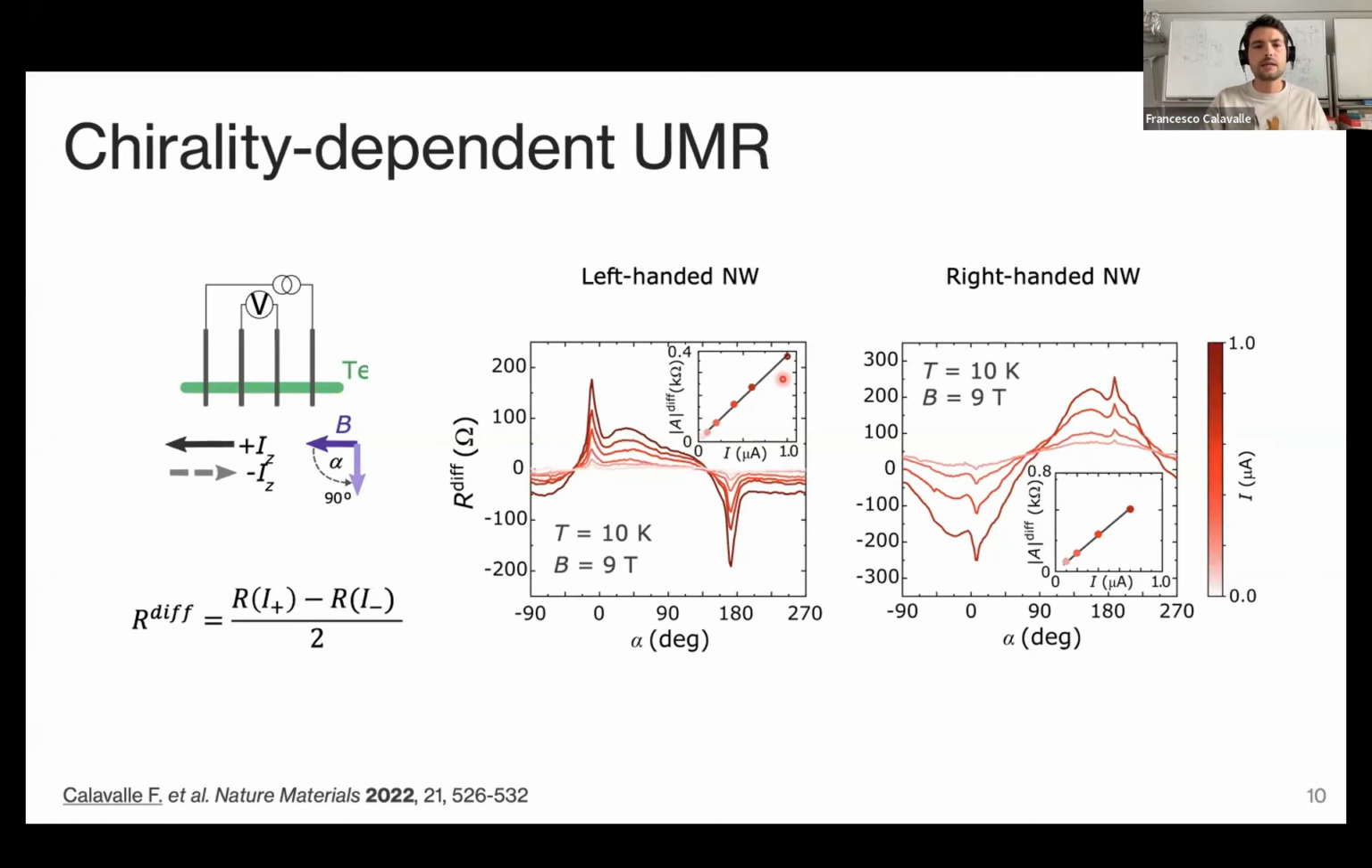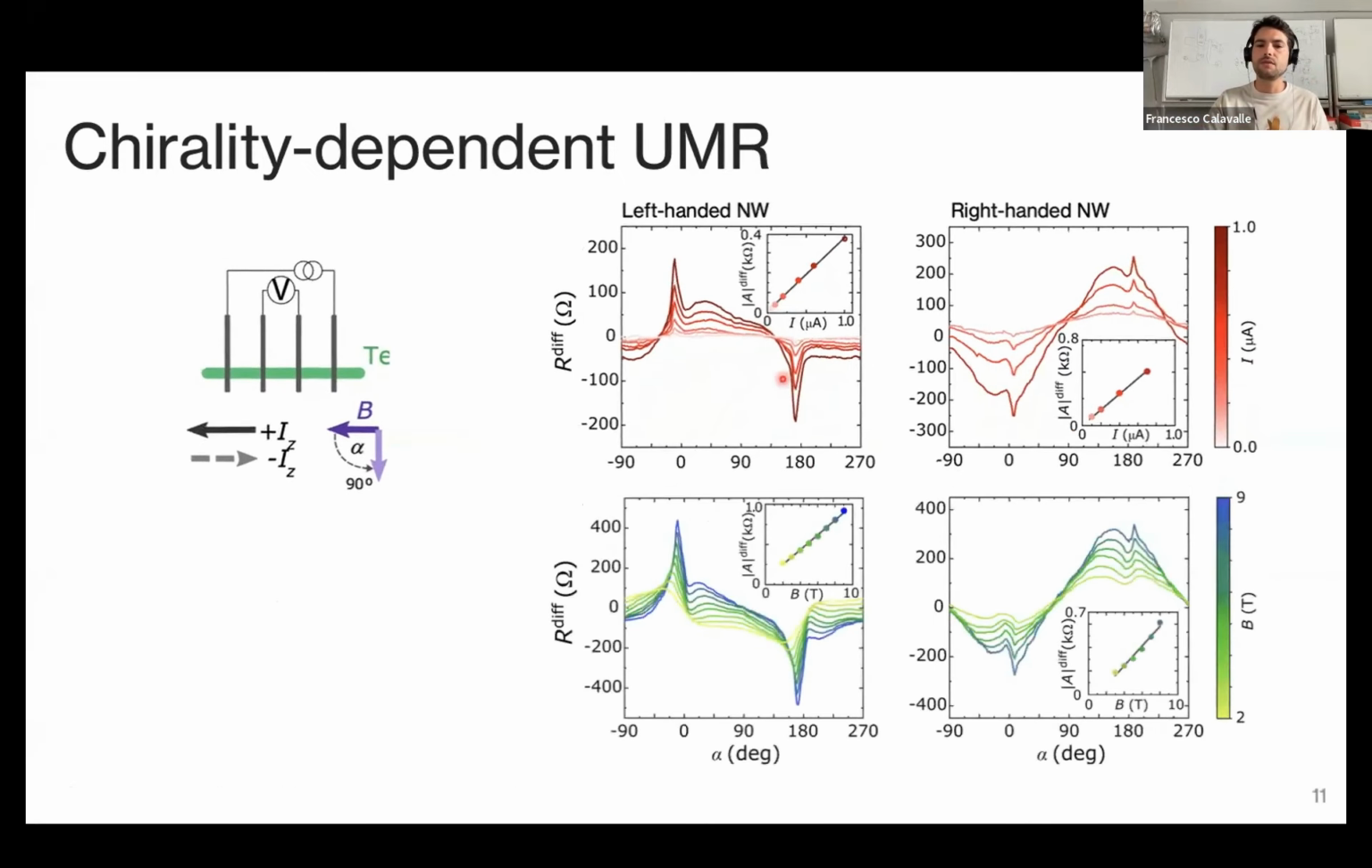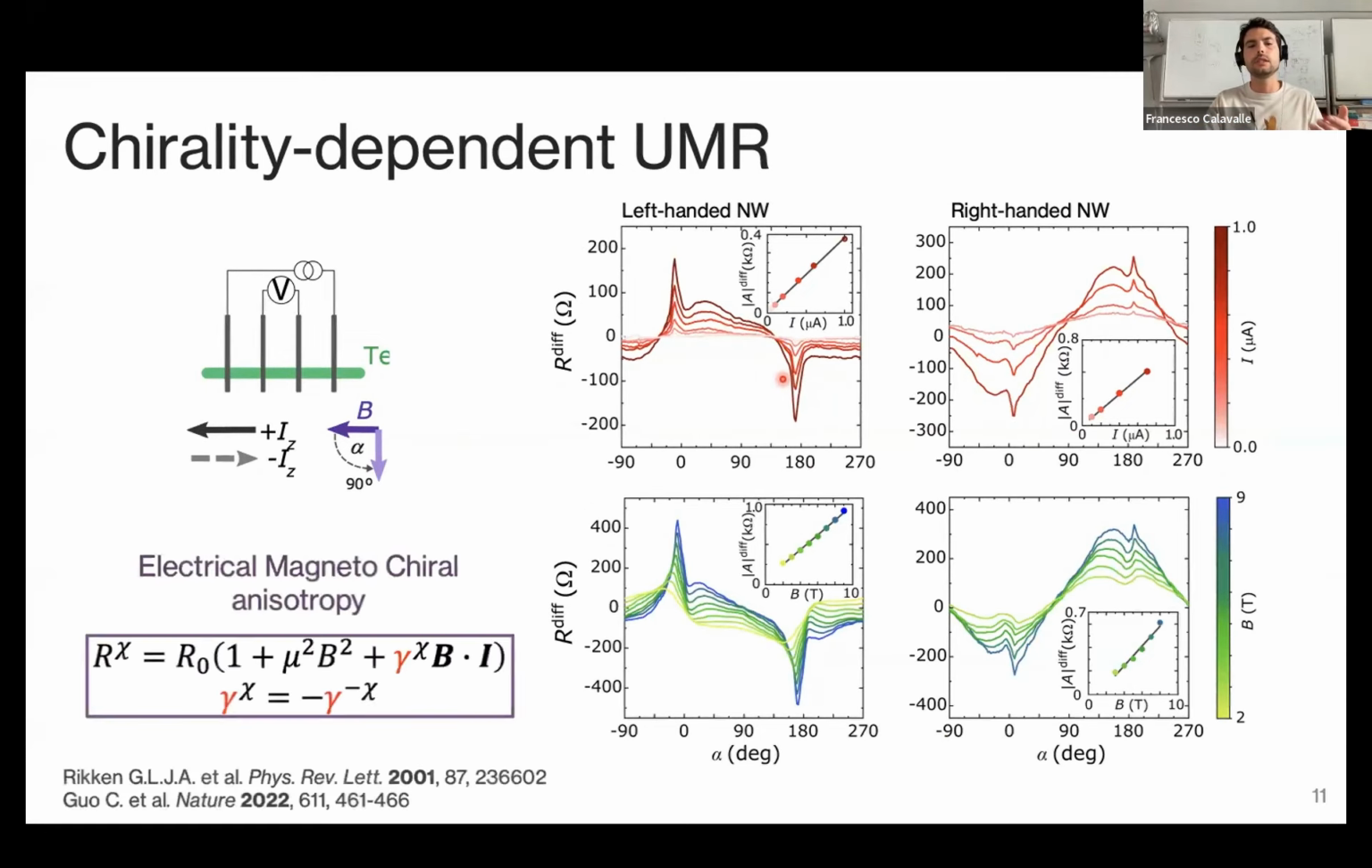Now, I see that I'm short on time, so I can also tell you that we observed a linear behavior with magnetic field, which is a little bit more difficult to explain in the toy model that I showed you before, but it has been observed also in other materials, and it is consistent with electrical magnetochiral anisotropy, which had been observed in other chiral systems, with the resistance having a dependence in this phenomenological formula, which goes not only with the square of the magnetic field, but also with the mutual orientation of magnetic field and current, and with the chirality of the material.